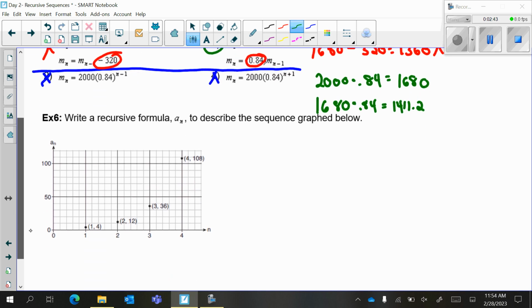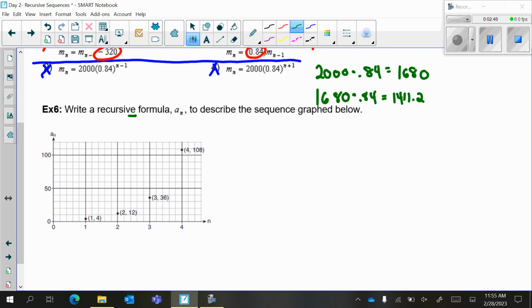Going on to the next one, it says to write a recursive formula to describe the sequence below. Now, can you just list out the sequence for yourself before you start to do this? Your first term is 4. Your second term is 12. Your third term is 36. Your fourth term is 108. And you can see here that the pattern is to multiply by 3. So we are multiplying by 3 each and every time.